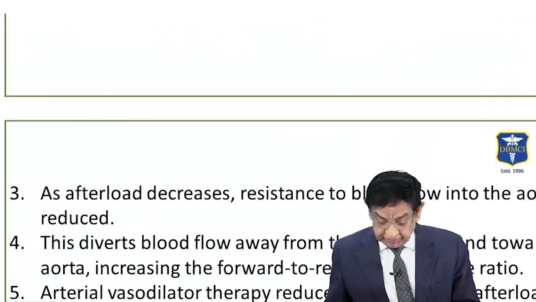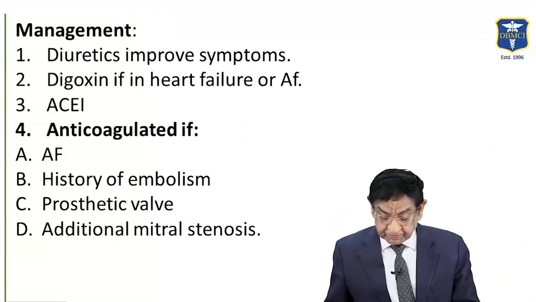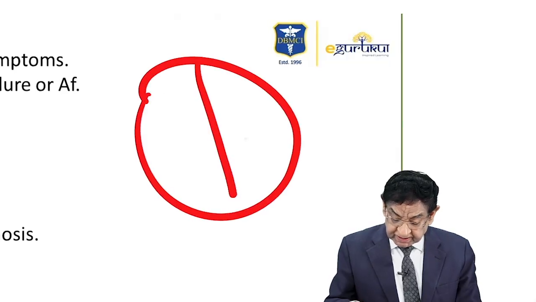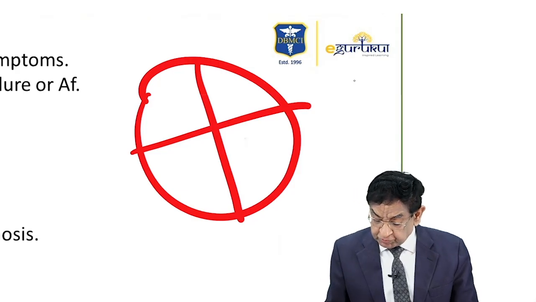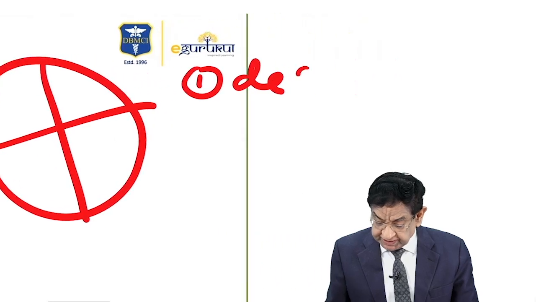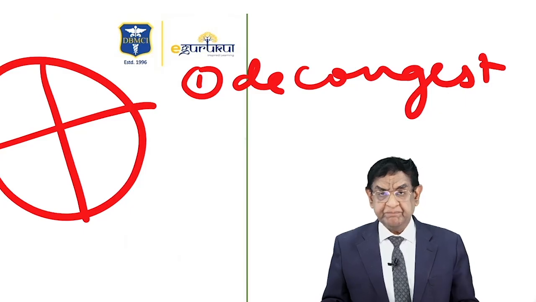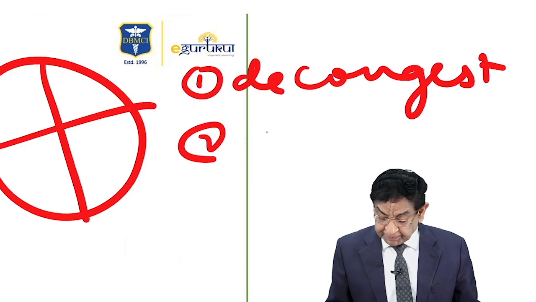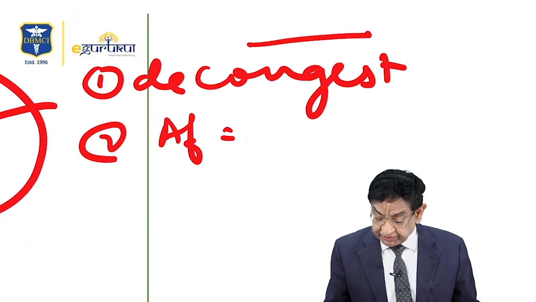So, when we will be treating a case of mitral regurgitation, let's learn the basic principle of treatment. Basic principle is first to decongest the lungs. Definitely, the patient is having pulmonary edema, that's the first thing. Second, suppose the patient has got atrial fibrillation. And this decongestion is done by the diuretics.